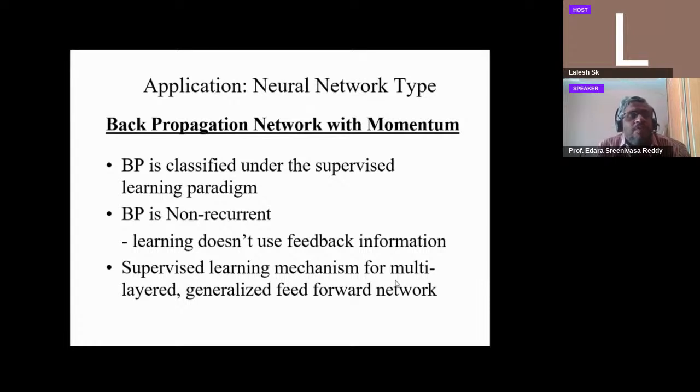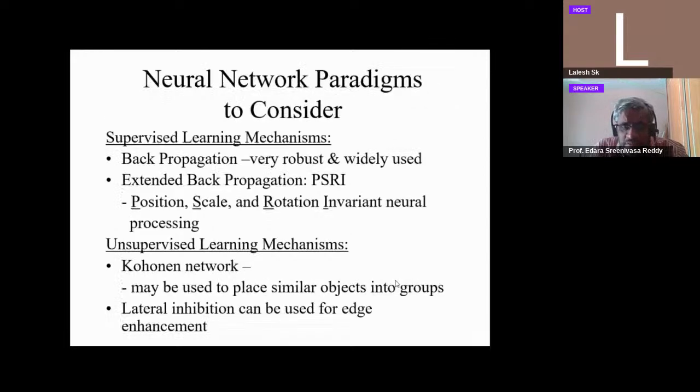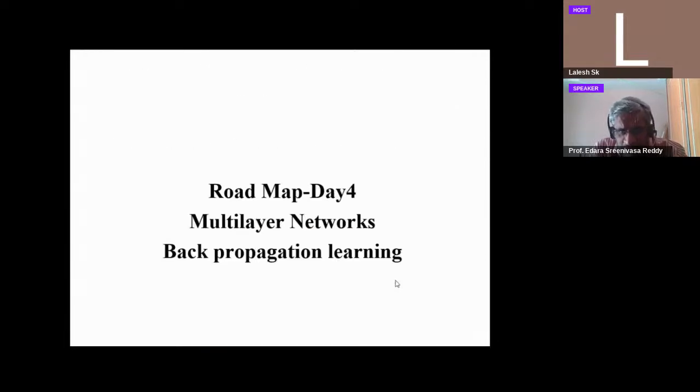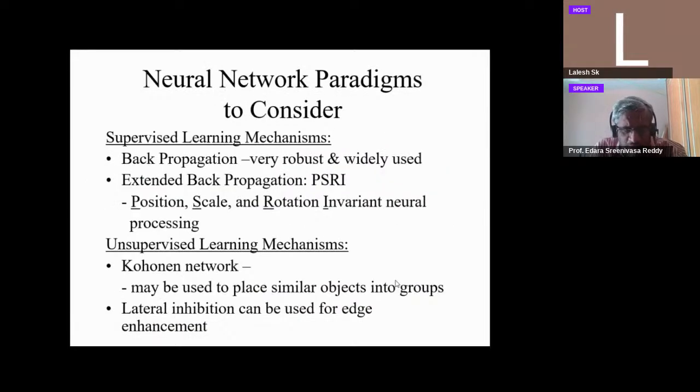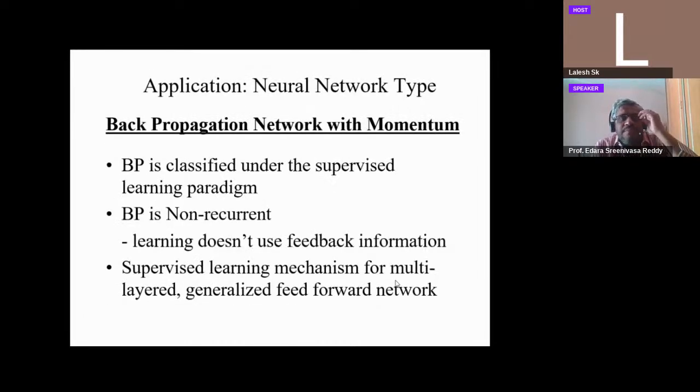Backpropagation is classified under the supervised learning paradigm. It is non-recurrent. Learning does not use any feedback information. That's why it is mostly used in feed-forward networks. So it is a supervised learning mechanism for multi-layered generalized feed-forward networks. Actually, in today's session, I must take the multi-layered feed-forward networks. Multi-layer networks are nothing but the feed-forward networks, which use backpropagation learning. But anyhow, I want to show some examples, some applications, then I will go to the theory, so that it will be better to understand. So backpropagation is a supervised learning mechanism for multi-layered generalized feed-forward networks.